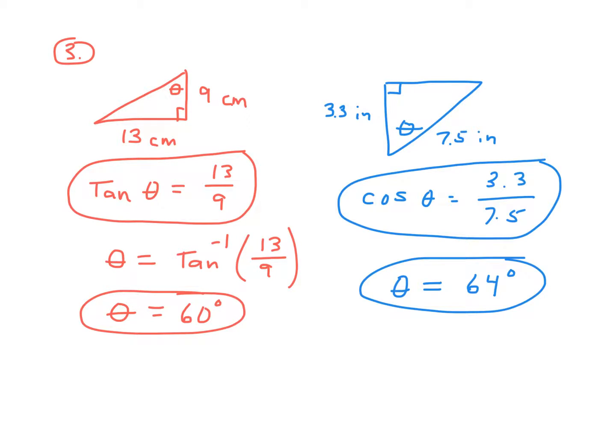Alright, so that was more than a second, but bottom line is there's what you need to see, and that's what I need to see in those two blue circles there. It's a cosine problem because the 3.3 is adjacent to the angle and the 7.5 is the hypotenuse. And that's what I need to see. Theta comes out to be a 2 sig fig answer, 64 degrees.